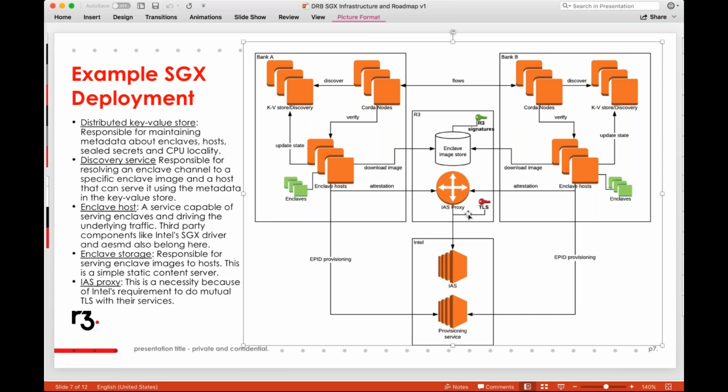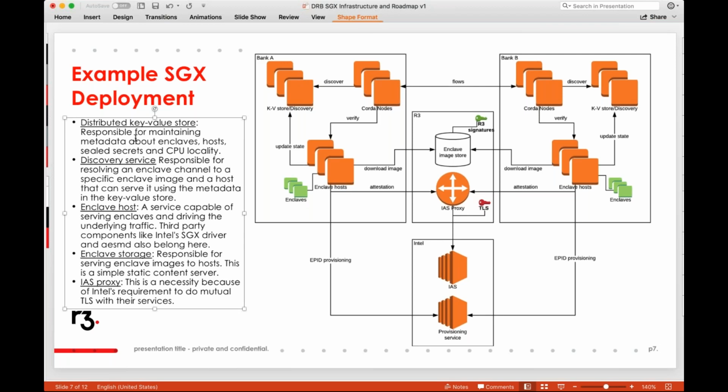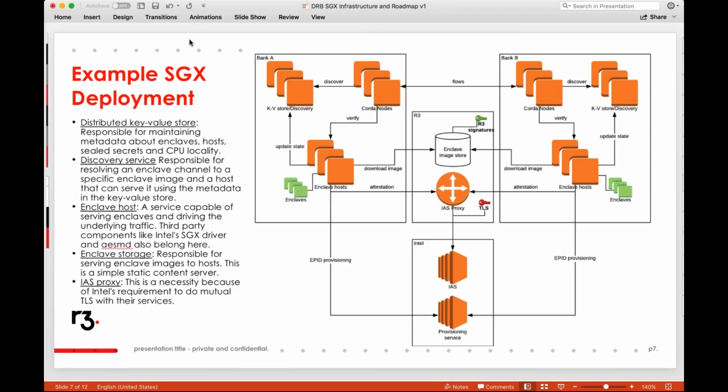This is an example setup. The major components are this key value store and discovery, where we can control enclave deployment and routing, and the enclave hosts themselves, which can load enclaves on demand and serve these enclaves. So let's move on to the roadmap. Any questions on the deployment? Feel free.